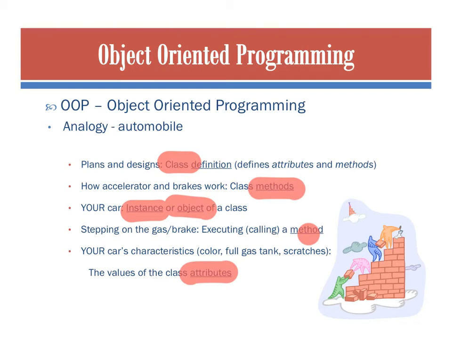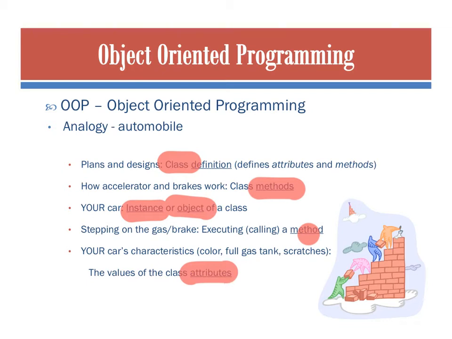And then finally, back to the characteristics we have, which are our attributes. The characteristics can be the color, the tank of gas, or the scratches, or any other individual characteristic. And the values of those characteristics are the class attributes. So again, these attributes are related to the object. Your car might be red with half a tank of gas and maybe a few scratches on your left door. Those are the values of those attributes on your object.